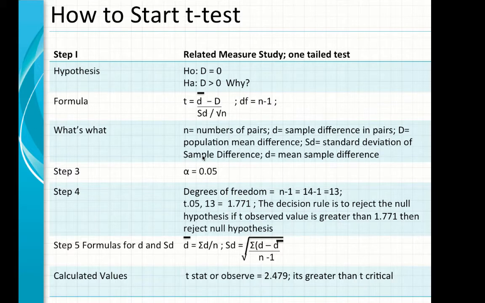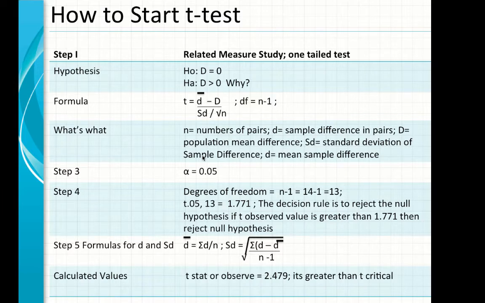The alpha value, or the error value, we have chosen here is 0.05. So we can say that we are 95% confident that there is a Sophomore Jinx present in sports. Degrees of freedom is calculated by subtracting 1 from the total number of samples. Here we have 14 samples minus 1, which equals 13. By looking at the t table, the t value comes out to 1.771.